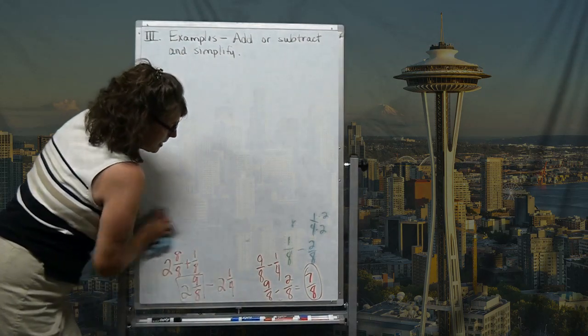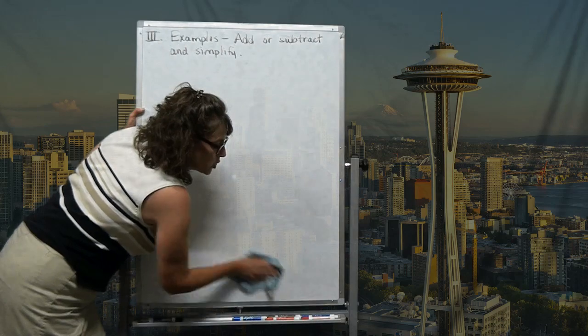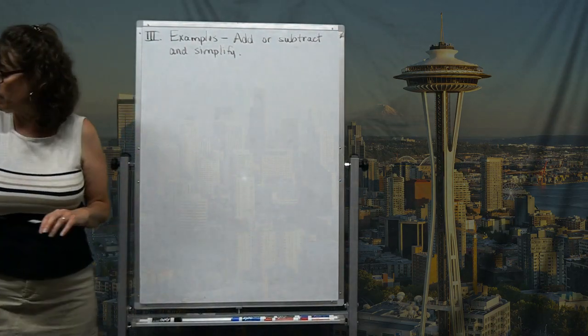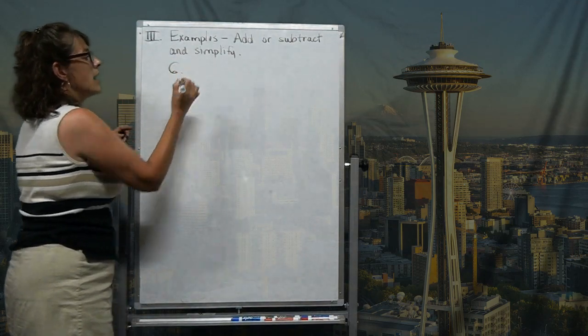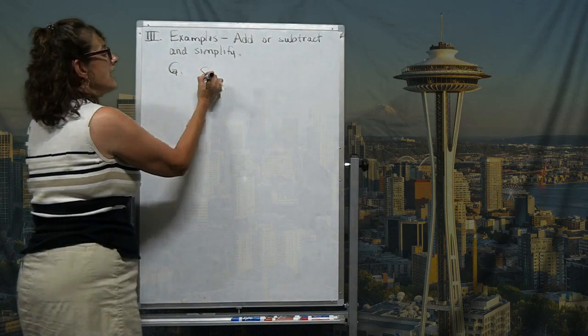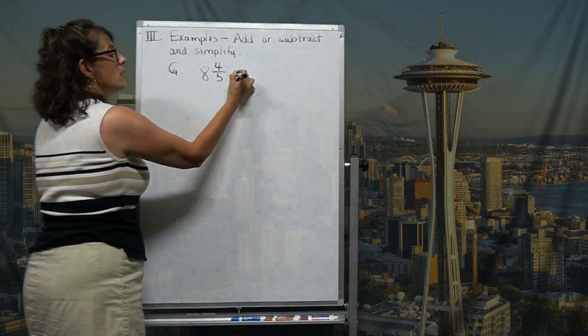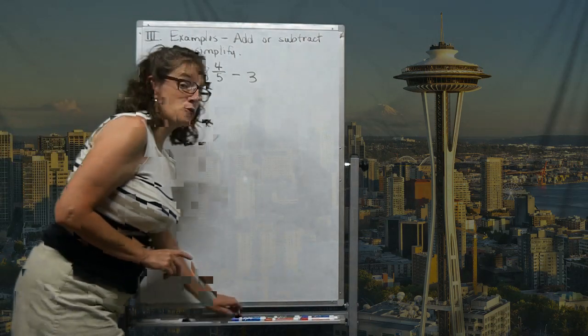You'll find this last example is actually pretty easy, either method that you've got. But I just want to show you this last example because a lot of people get settled into the idea that this is going to be hard, it's going to have a lot of steps. And I want you to see in this last example, no, not always. So I have 8 4/5 minus 3. No fractions with it, just a 3.